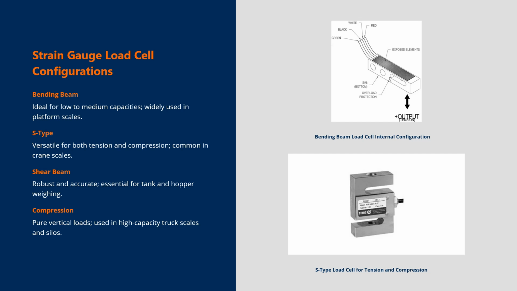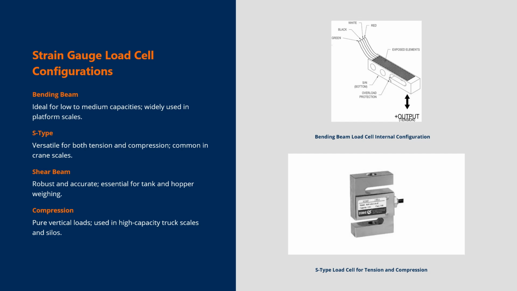The compression load cell is designed to measure vertical compressive forces and is typically used in heavy-duty applications such as truck scales and industrial weighing systems. Each configuration is optimized for different load capacities and structural conditions.